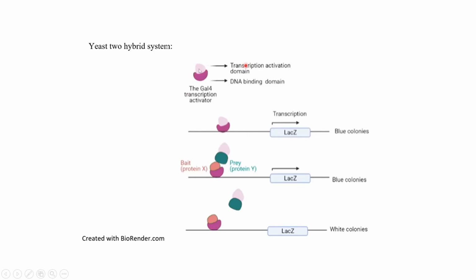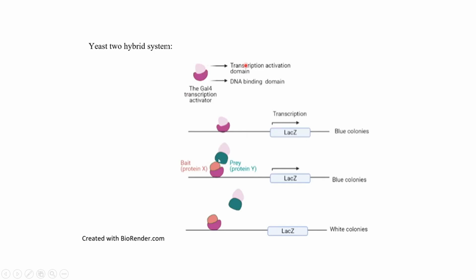Okay, so if these two domains are not close enough, then it will not lead to the transcription. So taking that into consideration, we have two proteins. For example, protein X and another protein, protein Y. Protein X we use as a bait. Protein X will be bound to this GAL4 DNA binding domain. And protein Y is bound to the transcription activation domain.